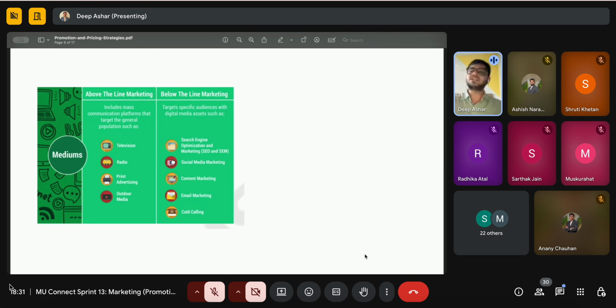Below the line marketing, the reach will be lower, but your impact would be a lot more because it's a little bit more personalized. So going into above the line marketing, there are four mediums here: TV, radio, print advertising, and outdoor media. All four of these are the major buckets on which you can, in a single click, reach millions of audience. When it comes to below the line marketing, it's mostly on digital mediums like I mentioned.